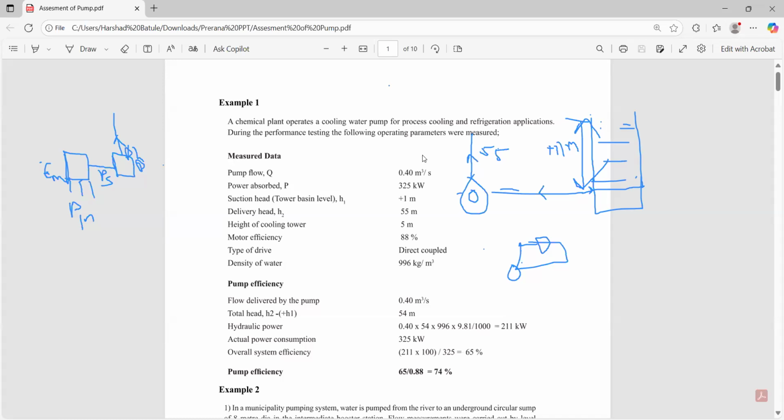Overall efficiency is motor efficiency times pump efficiency, because there are two transmitting equipments. One is your motor, one is your pump. So 325 kilowatt, whatever input is given, is transmitted to 111 kilowatt. So if you do 200 divided by 325, it would be almost similar to 65%.